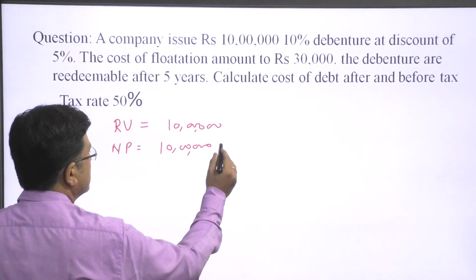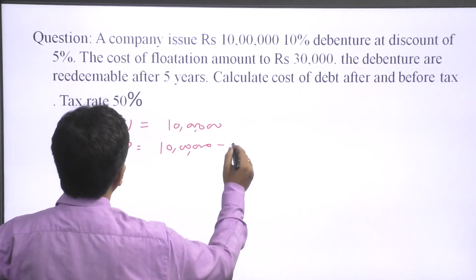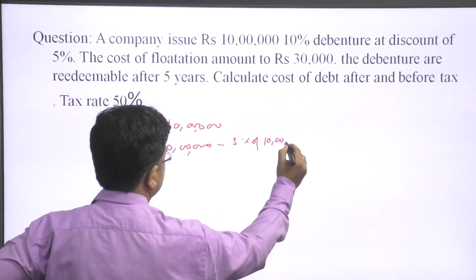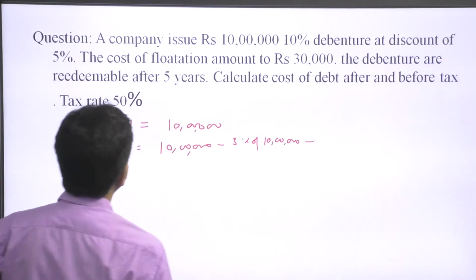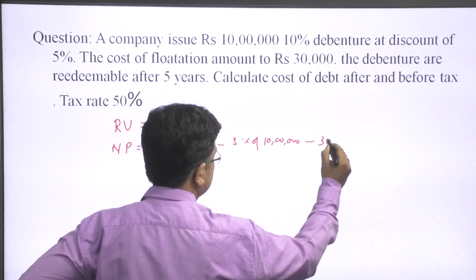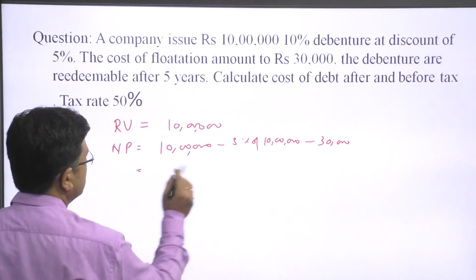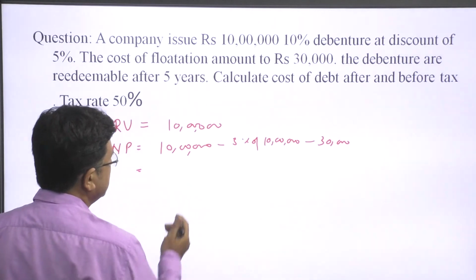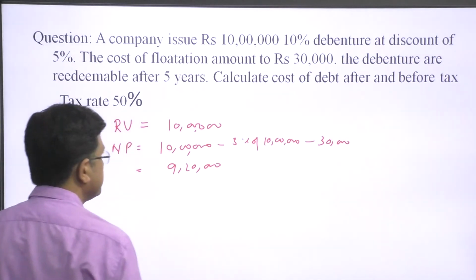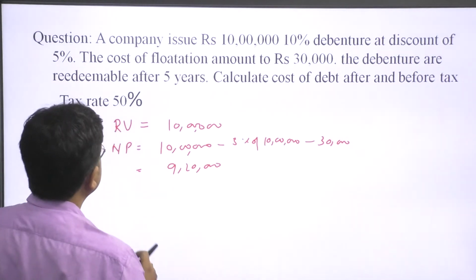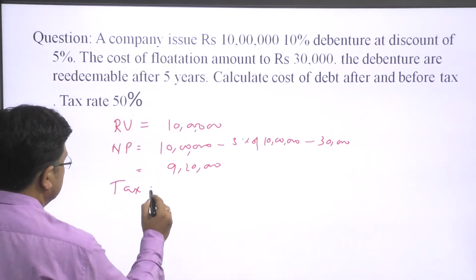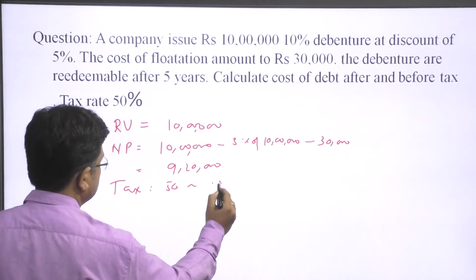minus 5% of 10 lakh, minus we also charge the flotation cost of 30,000. So 5% of 10 lakhs is 50,000, so 9 lakh 50,000, minus 30,000 is 9 lakh 20,000. Now, tax is 50%.